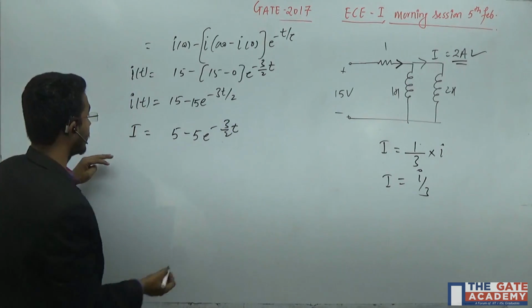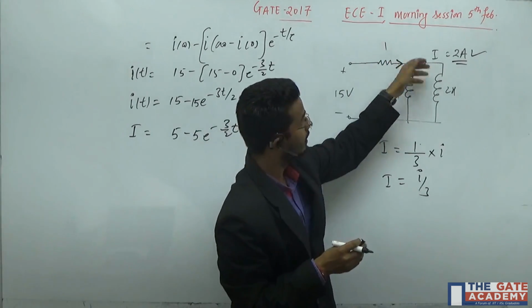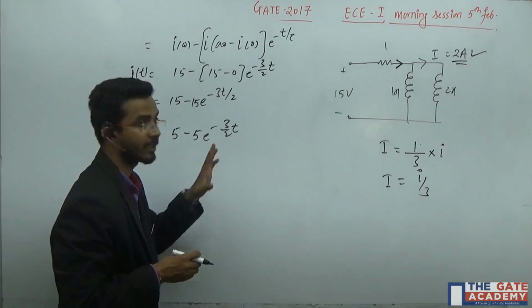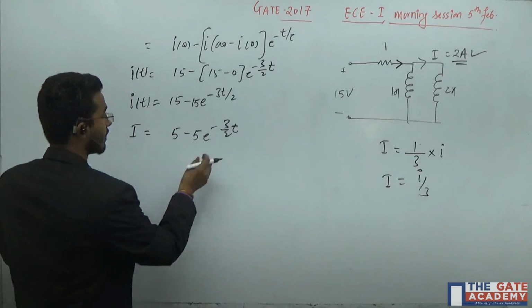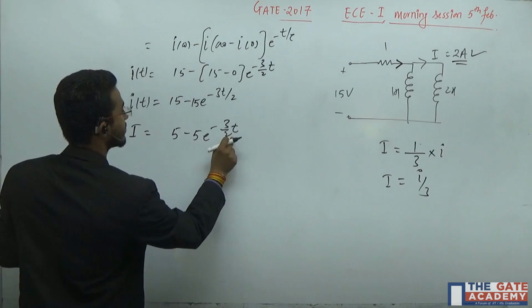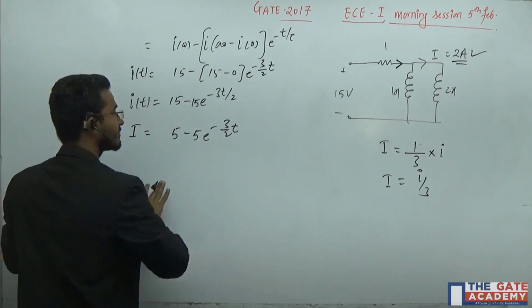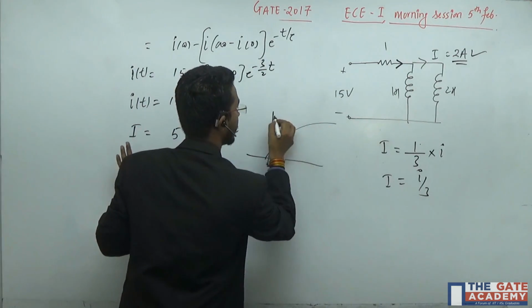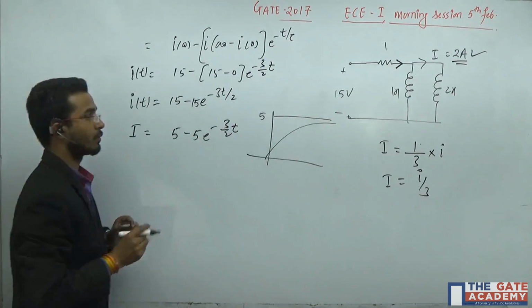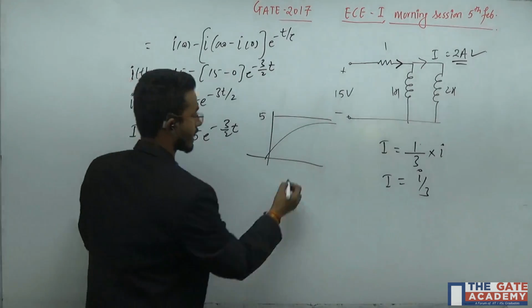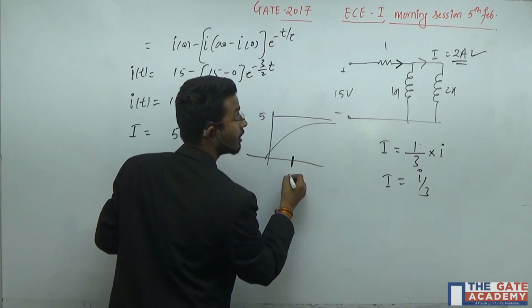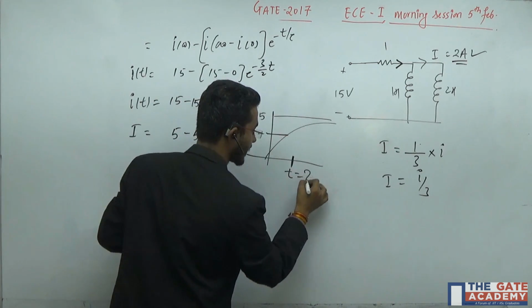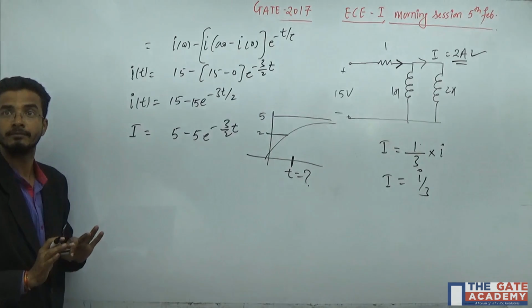This is the value of the current I, and it is exponential with respect to time. At t equals 0 the current will be 0, and slowly this current will increase, something like this, and at the end it will go to 5. You have to tell the time at which the magnitude of the current is 2. This is the proper question.